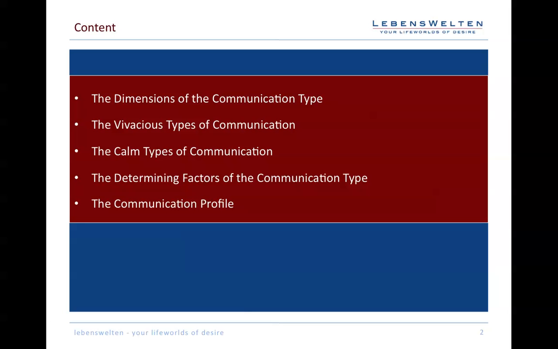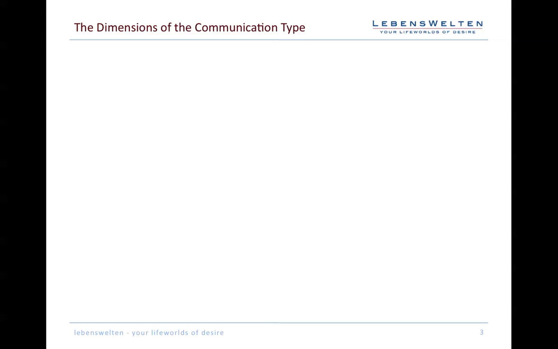I want to show you what the dimensions of the communication type are, give you a short overview of the fundamental types of communication, explain the factors that determine your type of communication, and then finally come to the overall communication profile of a person. Now let's start with the dimensions of the communication type.